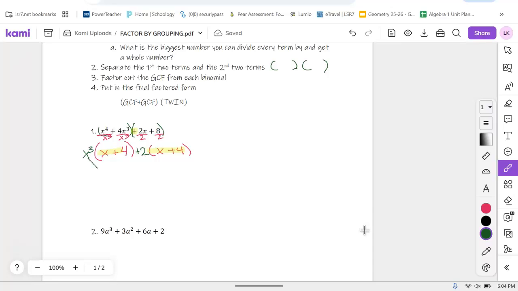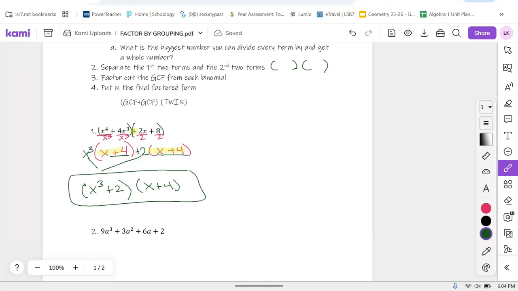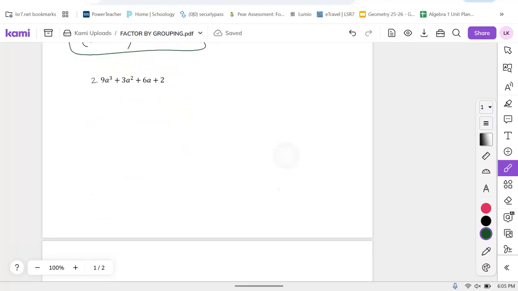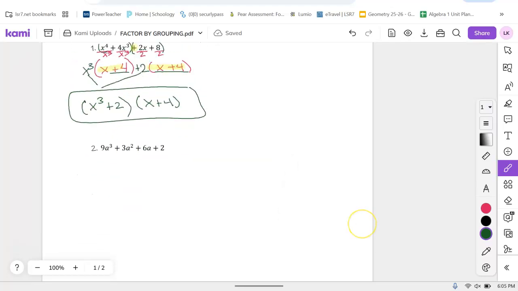So now I'm going to put my two GCFs together. So x cubed plus 2. And then these are twins, so it's a 2 for 1 special. I just put 1 down. A good way to check to see if this is right is to multiply them. You can multiply them by the box or FOIL, which is distribute, and you should get what you originally started with.